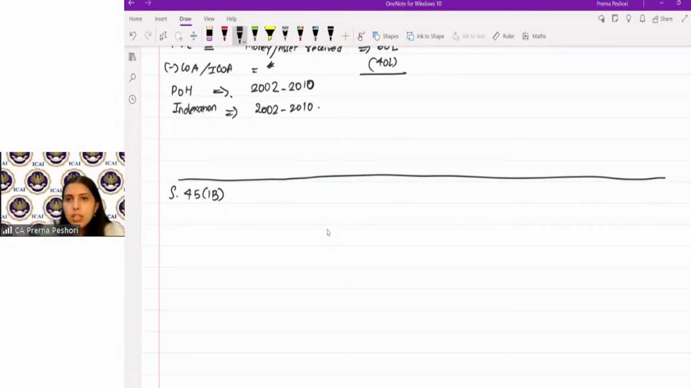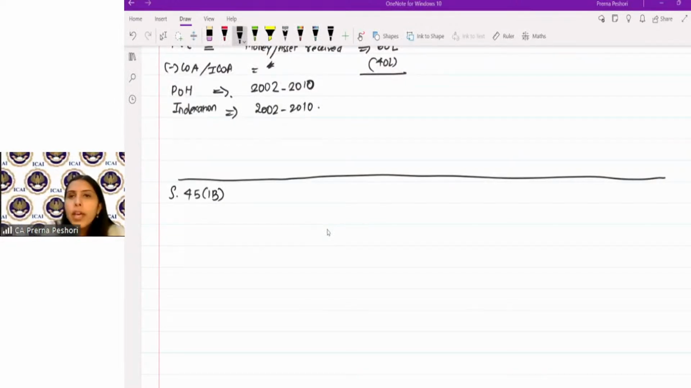Section 45(1B). Now, what is 45(1B) saying? Let's try and understand. So, 45(1B), which is there, is in respect of the ULIPs. And what does it provide?